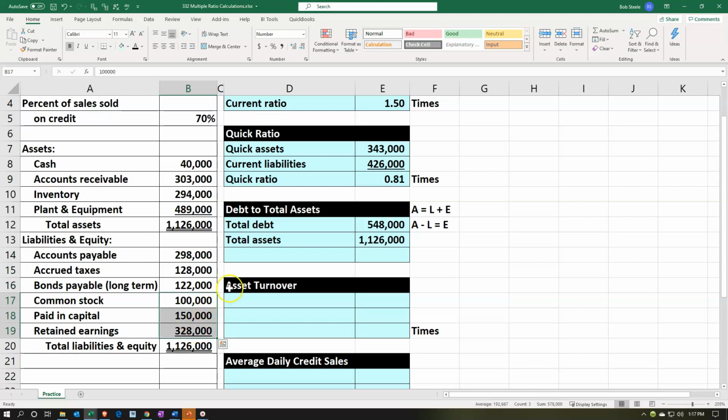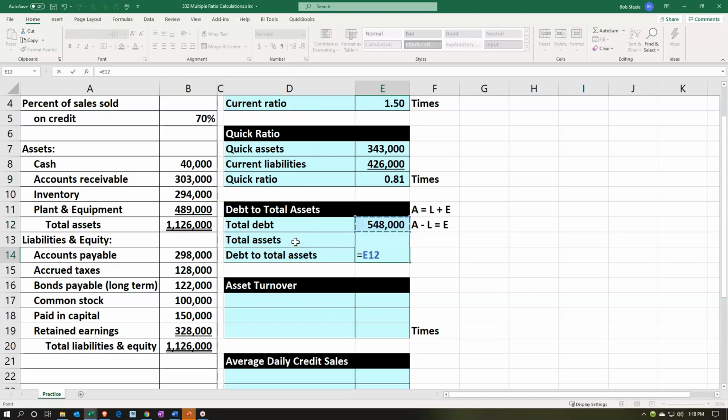We're comparing the total claim, the total things that the company has measured in dollars, with the total debt, third-party claims to those assets. So we're going to say, all right, that's going to be our debt to asset ratio, which is going to be equal to the 548 divided by the total assets. Let's go ahead and make this a percentage. It's typically less than 1, so we can make it a percent to give us a little bit more detail.